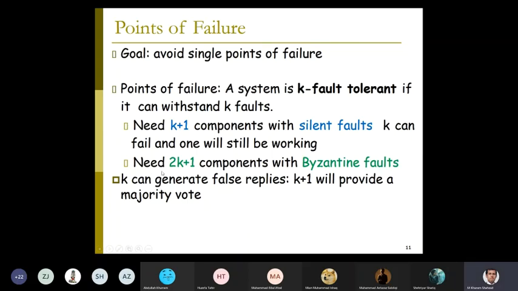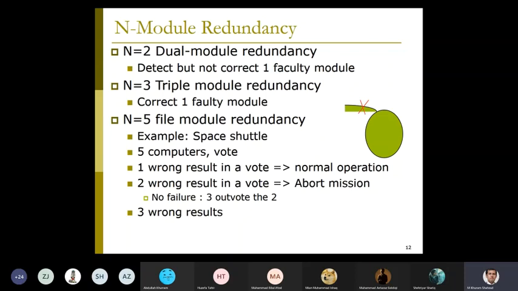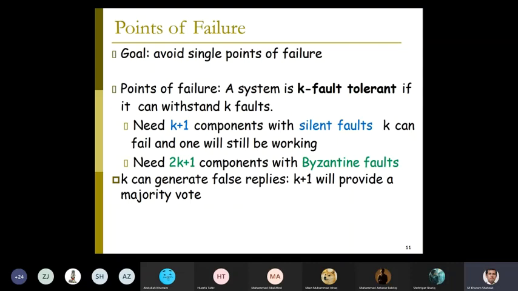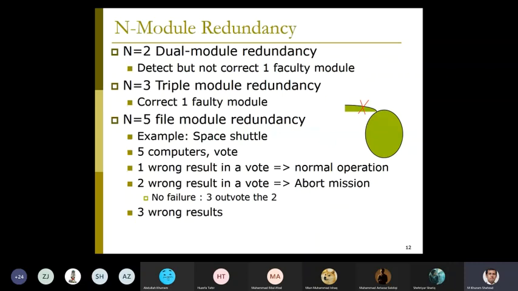For Byzantine faults, we need to have 2k plus 1. This is more expensive. There we have to talk about the cost of the failure, so this is more costly. 2k plus 1 components are required. K can generate false replies. K plus 1 will provide a majority vote, so in order to decide from the majority. We will study such things in more detail. So this is interesting. We have kind of hinted at TMR over here, so let's study why this thing is so important.